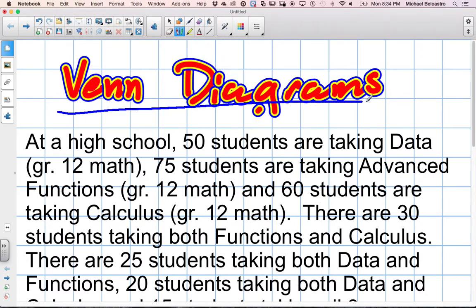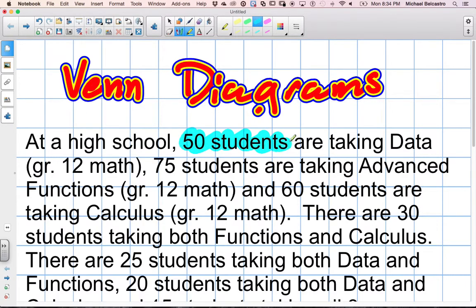Okay, so Venn diagrams. We'll read it again. We've got some new information we'll highlight as we go. So at a high school, 50 students are taking data. We'll highlight that because we're going to use a Venn diagram, and we'll call the blue circle the data students. So there are 50 of them in data, which is a grade 12 math.